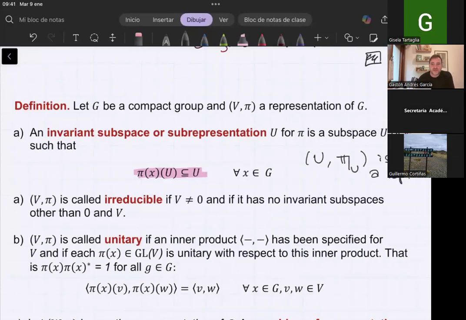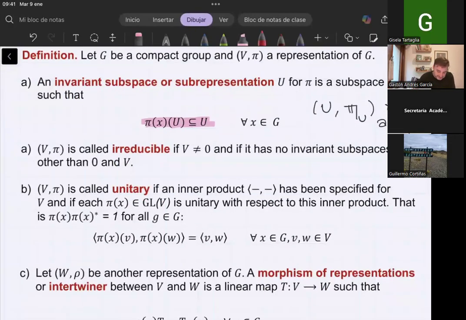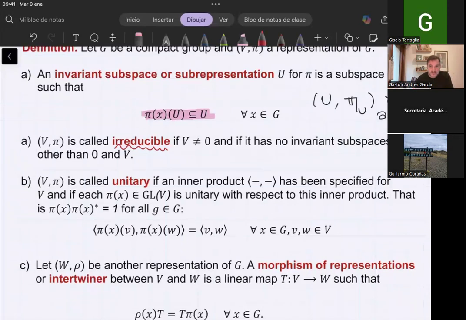Okay, since it is a subspace of our vector space, we call it a subrepresentation or an invariant subspace. So we call a representation irreducible if it is not zero, so the zero representation is not considered irreducible, and if it has no invariant subspaces other than 0 and V. Of course, 0 is an invariant subspace, and the whole V is, of course, a subrepresentation again. So it is irreducible if it has no invariant subspaces other than 0 and V.